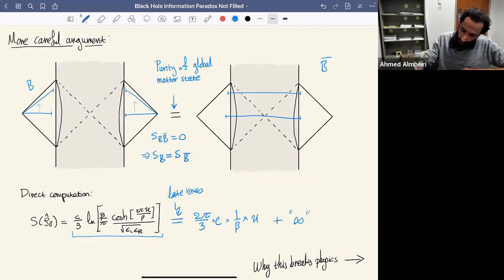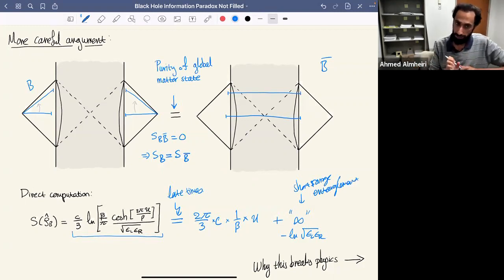Now maybe we should talk about this. Where does this infinity come from? Well, it comes from the cutoffs. This is minus log square root of epsilon L epsilon R. That's what I meant by infinity. But this comes from the short scale, or short range, sorry, that's a better term, entanglement across the endpoints of the interval.